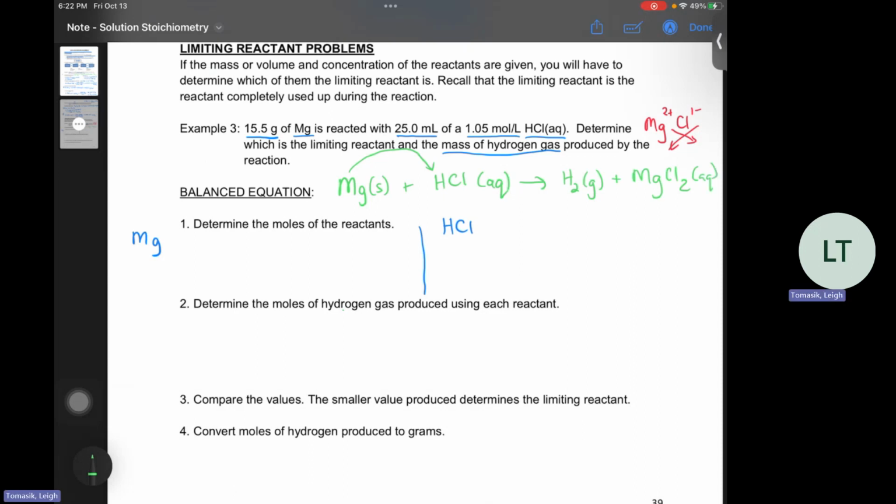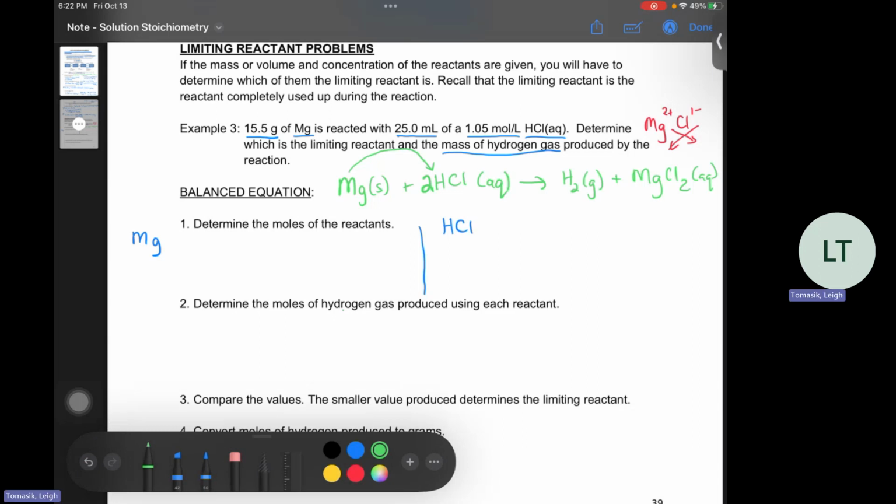Let's check this equation. It is not balanced because there are 2 hydrogens on the product side and only 1 on the reactant side. So I would need to put a coefficient there. And then I think everything is balanced. So we have 2 chlorines on the left, 2 chlorines on the right, 2 hydrogens on the left, 2 hydrogens on the right, 1 magnesium on the left, and 1 magnesium on the right.